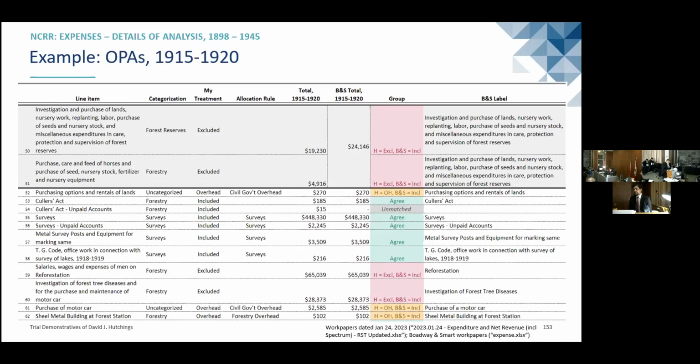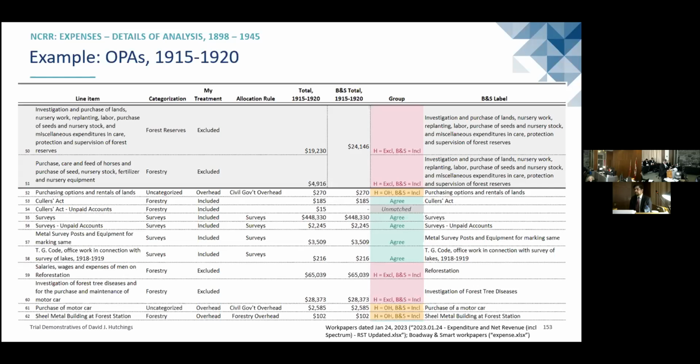The next disagreement, 59, relates to reforestation. We have a disagreement about whether reforestation expenses should be included. I spoke about this a little earlier, but because of the period of time we're in, the annual reports of the department show that there was no reforestation in Northern Ontario, that it was all focused in the South. I exclude those expenses.